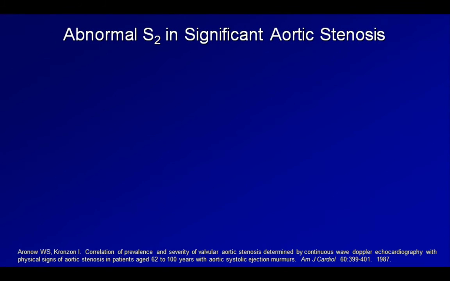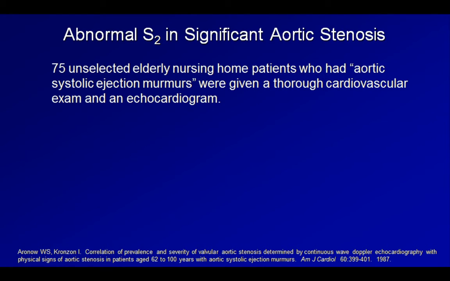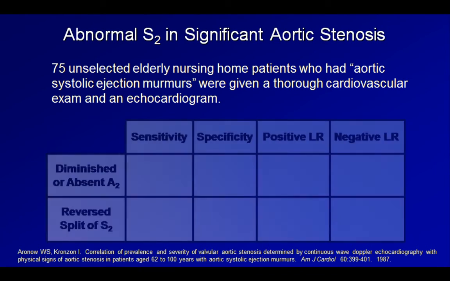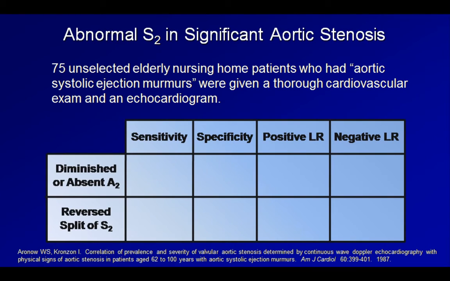There's also some limited data on the utility of using an abnormal S2 to diagnose significant aortic stenosis. A 1987 study took 75 elderly nursing home patients who had aortic systolic ejection murmurs previously noted. The average age of them was 83 years. All were given a thorough cardiovascular exam by a blinded cardiologist, followed by an echocardiogram. The authors defined aortic stenosis to be moderate or worse if the peak aortic gradient was equal to or greater than 26 millimeters of mercury. Regarding S2, they specifically looked at a diminished or absent aortic component, as well as a reversed split.